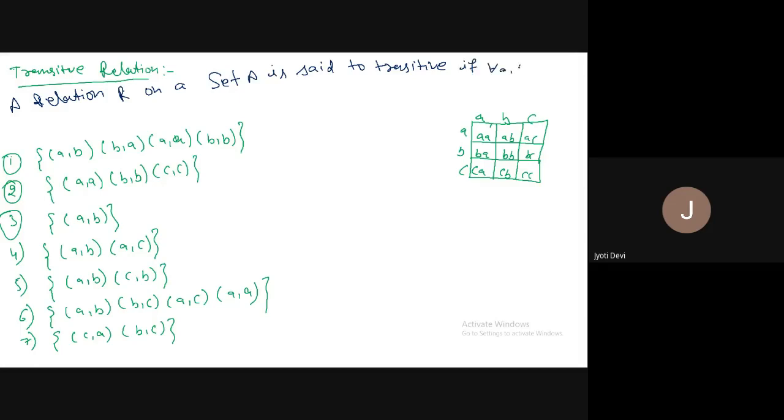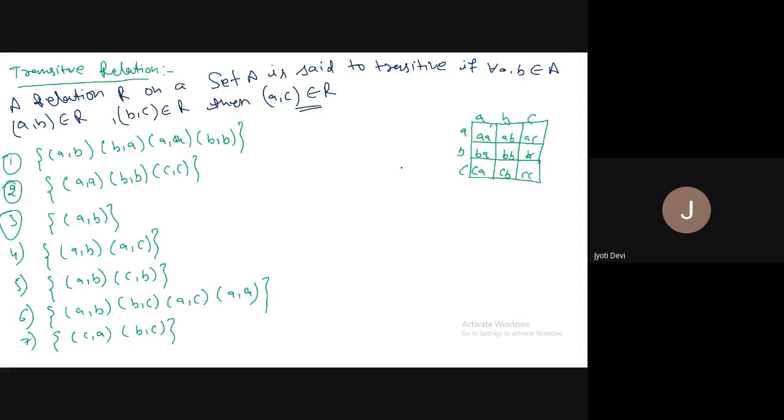for all a, b, c belonging to A, and (a, b) belongs to the relation and (b, c) belongs to the relation, then (a, c) must belong to the relation. What does it say? What is the meaning of this?